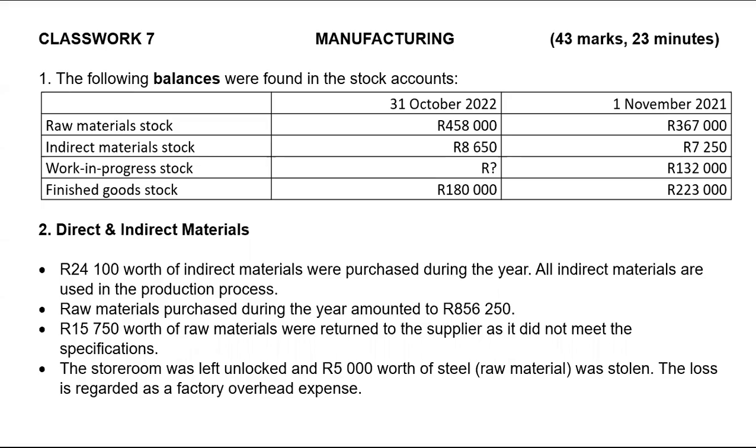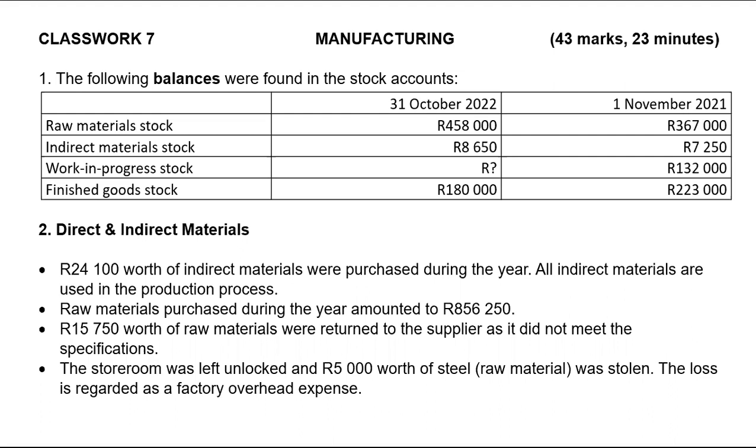Let's just answer this question quickly. I am going to start with the balances that we found in the stock accounts. So we've got raw materials. For last year, it was 367,000. For this year, the end of the year, it was 458,000.